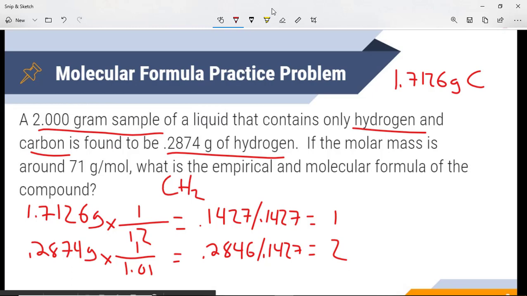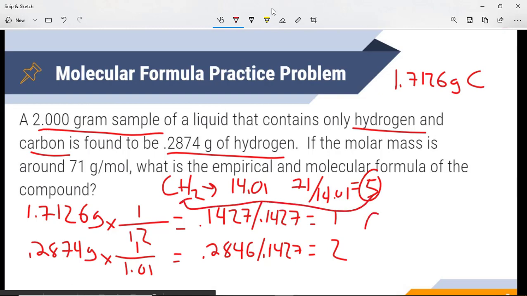Now the molar mass is around 71 grams per mole, so we need to find the molar mass of our empirical formula. So C and 2 H's is going to give us 14.01. We take our molecular molar mass, divide by our empirical molar mass, and that should give us close to a whole number, which is right around 5. So for my formula now, I just need to take 5 and multiply all of my subscripts by that. So it's C5H12. All right?